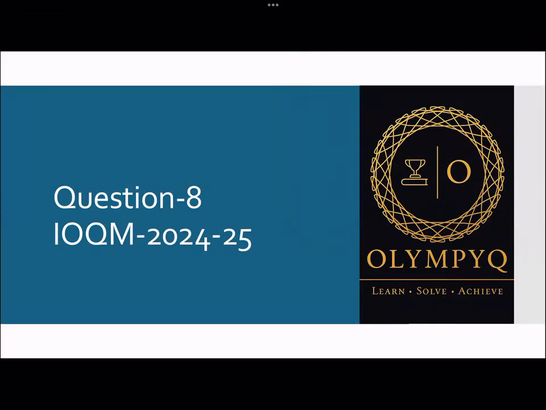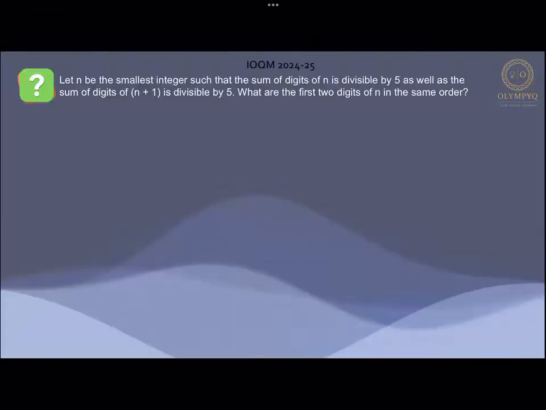Hello students, this is question number 8 of IOQM 2024-25. The question says, let n be the smallest integer such that the sum of digits of n is divisible by 5 as well as the sum of digits of n plus 1 is divisible by 5. Now what are the first two digits of n in the same order?